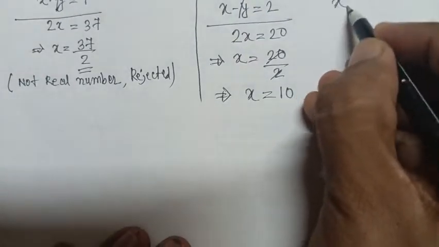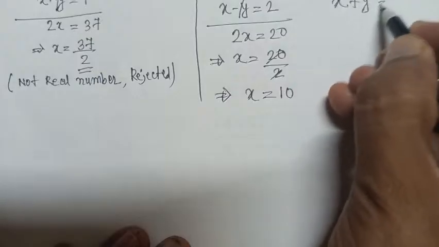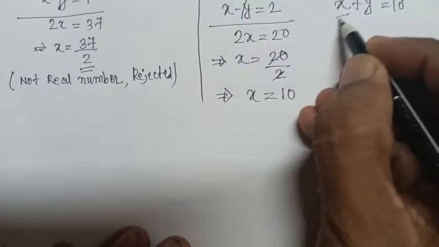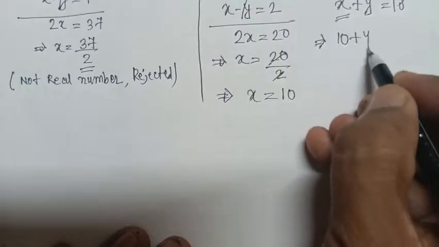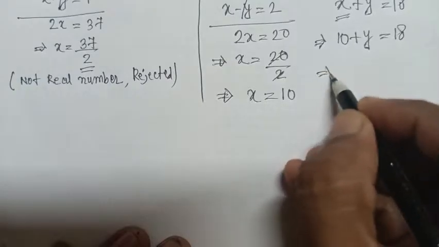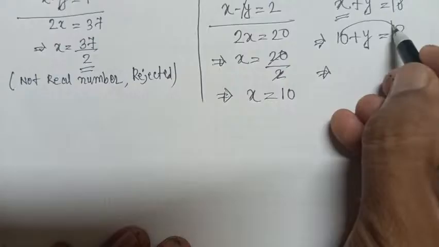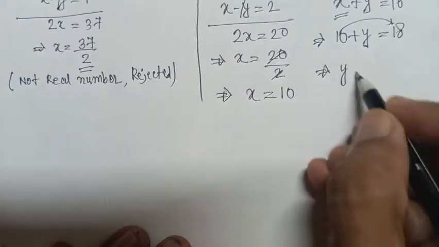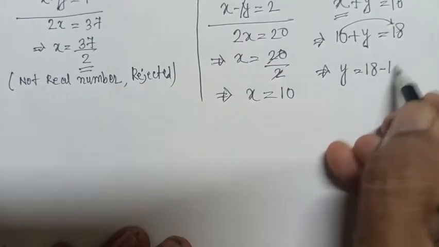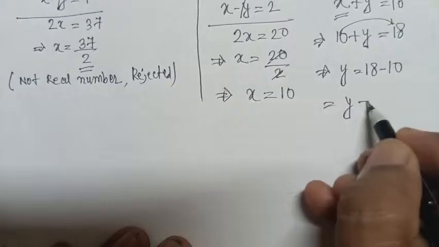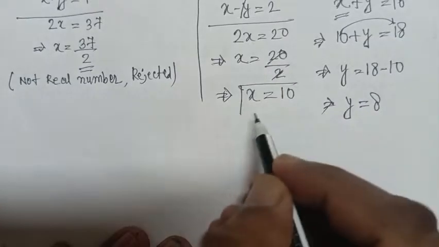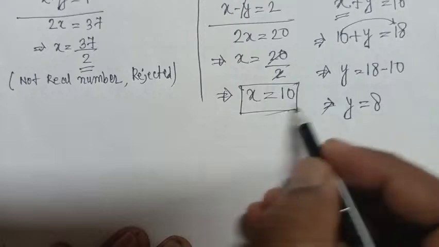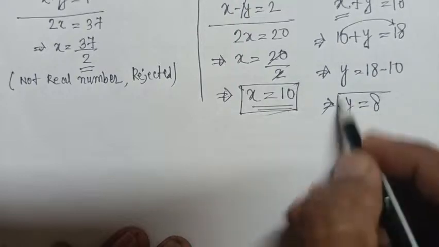Now we got x plus y is equal to 18. Put the value of x here, so 10 plus y is equal to 18. So if we move this to the right hand side, then it should be 18 minus 10, so y should be 8. So we get those two values of x and y. X is equal to 10 and y is equal to 8.